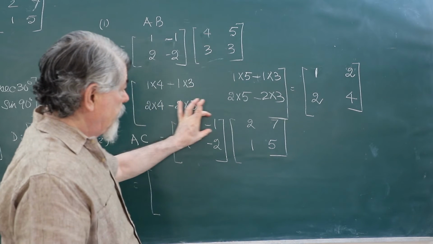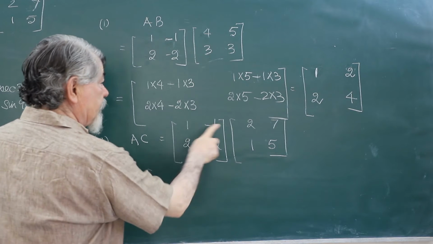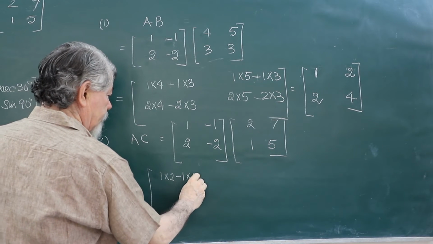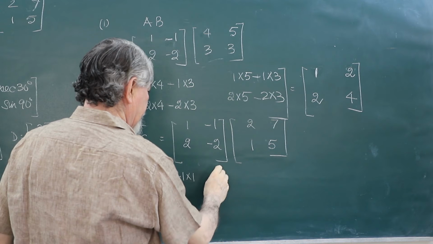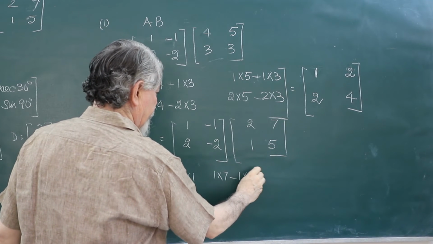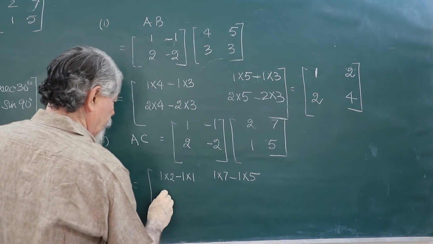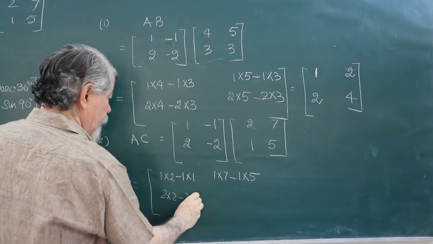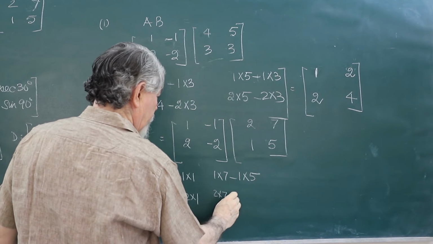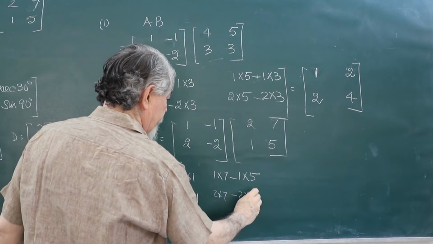First row into first column. So 1 into 2 minus 1 into 1. Then 1 into 7 minus 1 into 5. 2 into 2 minus 2 into 1. 2 into 7 minus 2 into 5.